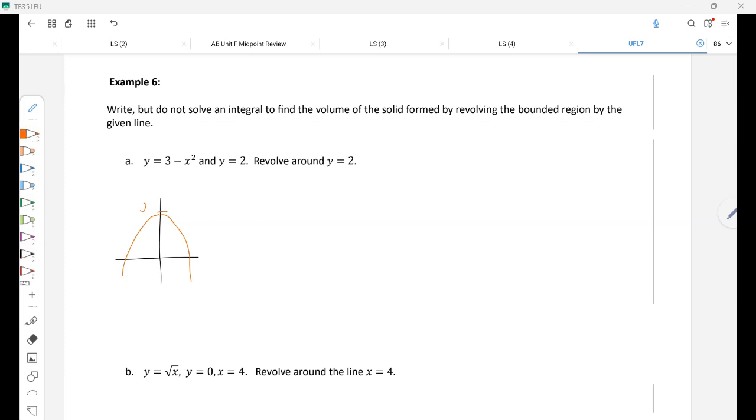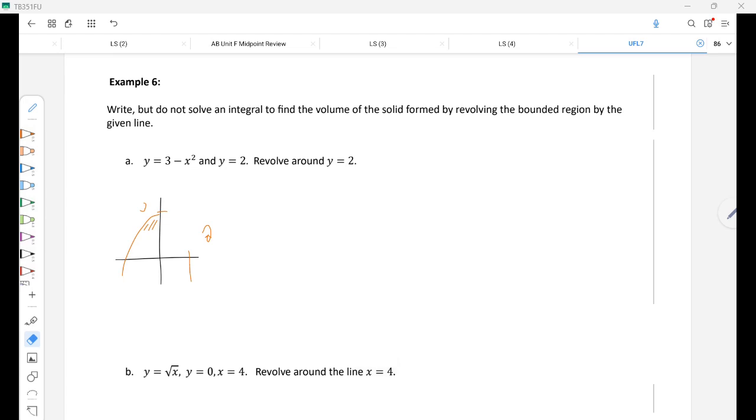And then the line y equals 2 is this. That is the line we're revolving around. So we have now a shape in space instead of just being locked into an axis, but it is this area right here that we want to rotate, but we're not finding that area. We're trying to rotate.